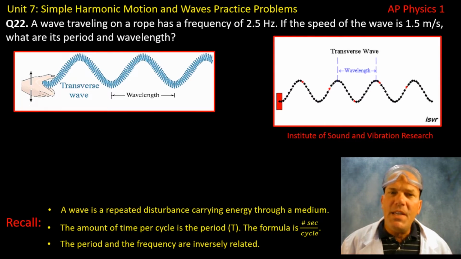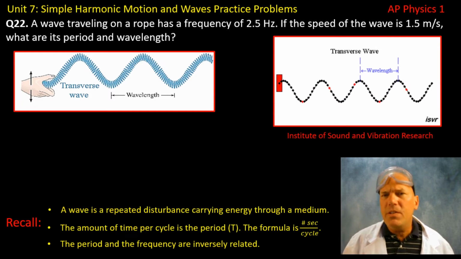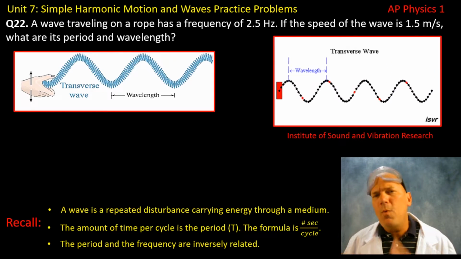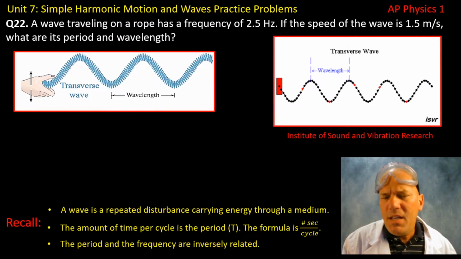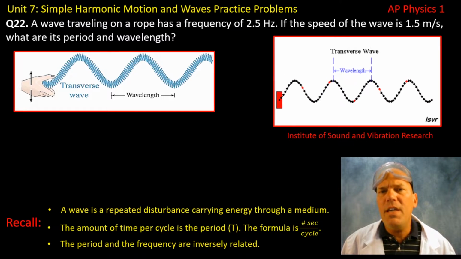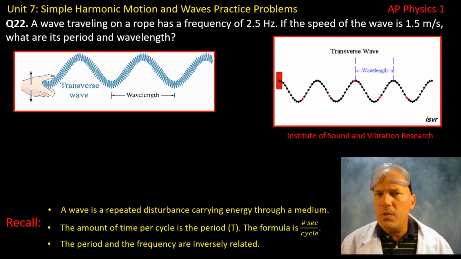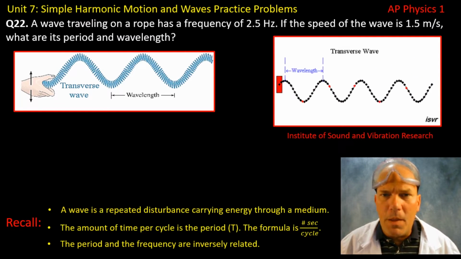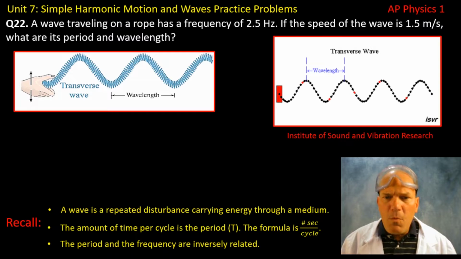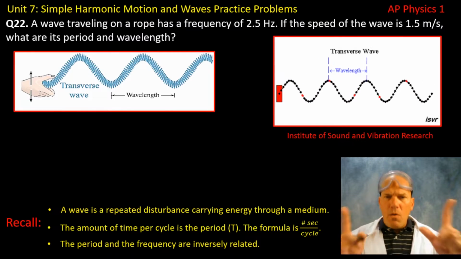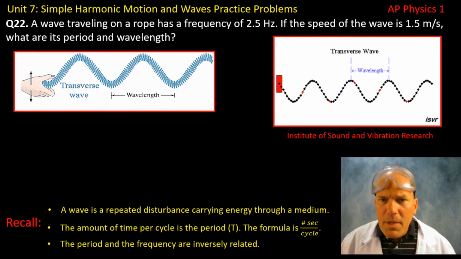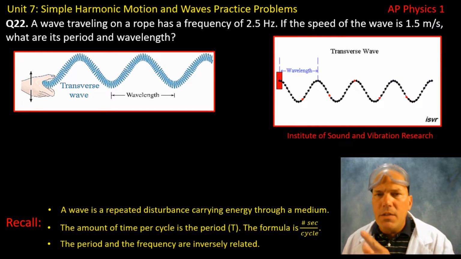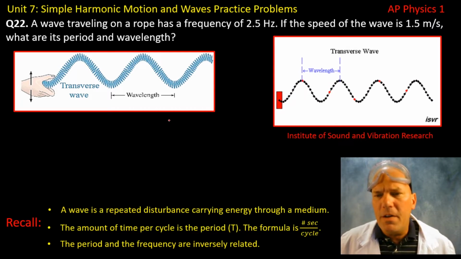So preceding question 22 were a series of facts about waves. Recall that a wave is a repeated disturbance carrying energy through a medium. So there's two things you need to be thinking about for the next several problems. What type of wave is it? What is going on in the medium? And how is the wave traveling with respect to the medium? So this animation proves to be very helpful.